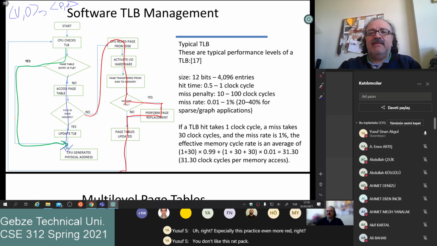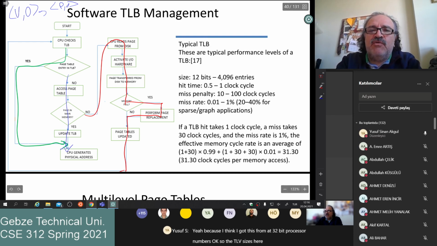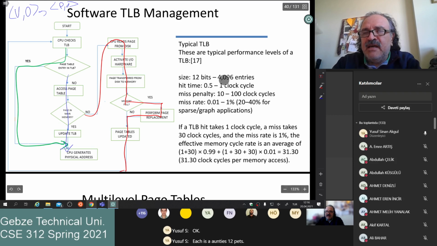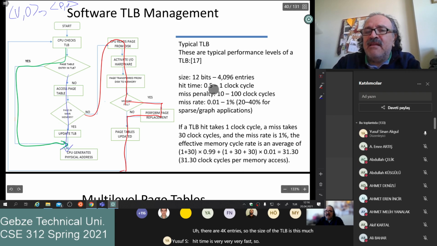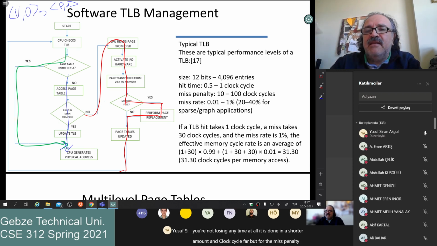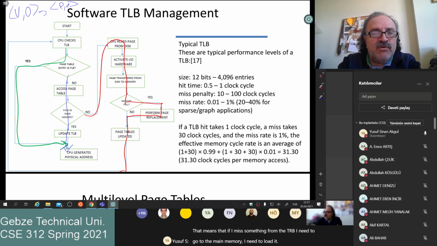Okay, and these are some typical numbers for the TLBs. I think I got this from 32-bit processor numbers. So the TLB sizes here: each entry is 12 bits, and there are 4K entries. So the size of the TLB is this much. Hit time is very, very fast. In less than a clock cycle, you get your results from the TLB. So you are not losing any time at all. It is done in a shorter amount than the clock cycle. But for the miss, the penalty is 10 to 100 clock cycles. That means that if I miss something from the TLB, I need to go to the main memory, I need to load it. Okay? And we are still talking about this blue line here.